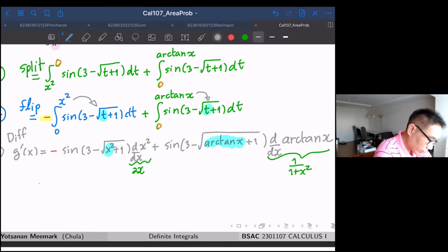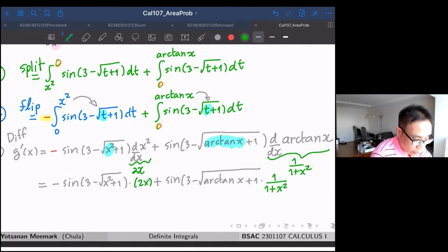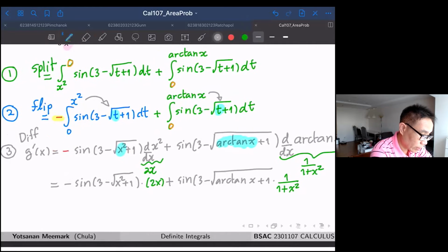So you have your g prime x ready. It's going to be negative psi 3 minus root x squared plus 1, times 2x, plus psi 3 minus root arctan x plus 1, times 1 over 1 plus x squared. The question asks you to find g prime 0, so you put x equal to 0 into g prime.